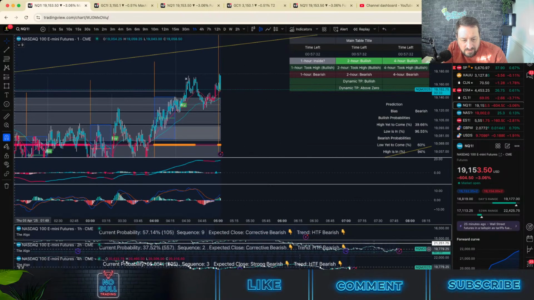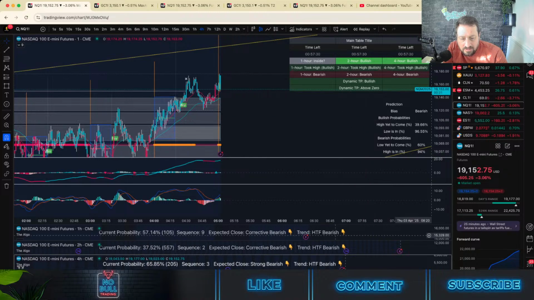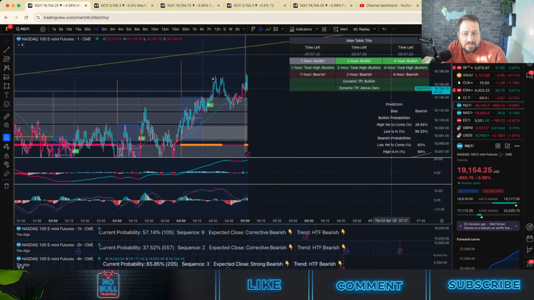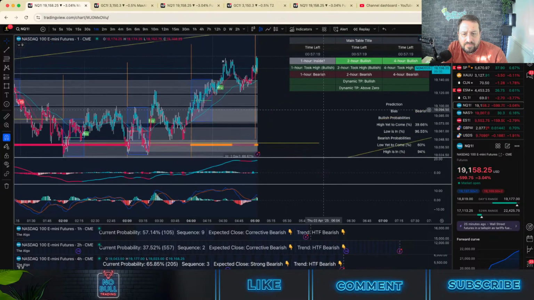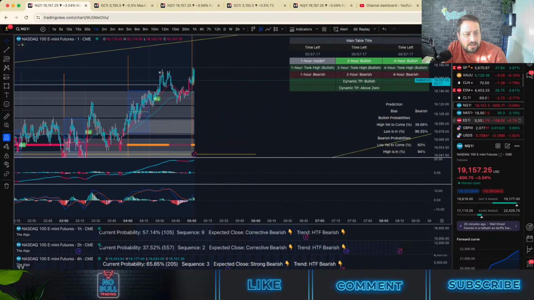We still haven't got anything great on the algo for NQ. Still corrective bearish, high time frame still bearish. Other probabilities, we've still got some more bullishness inside. Yeah, okay.